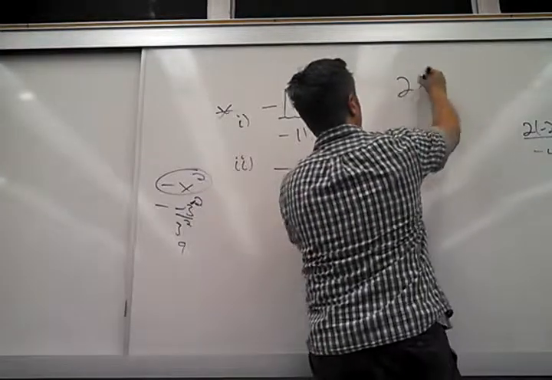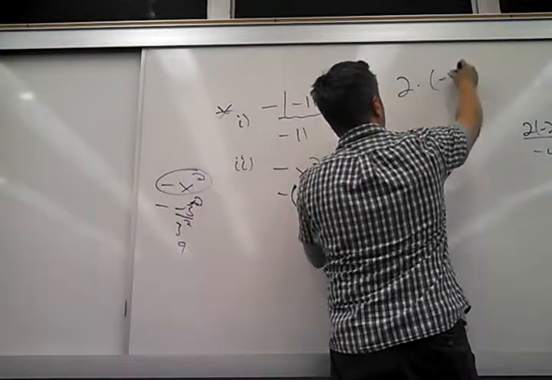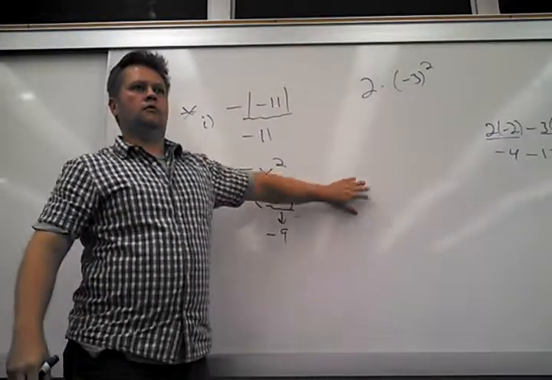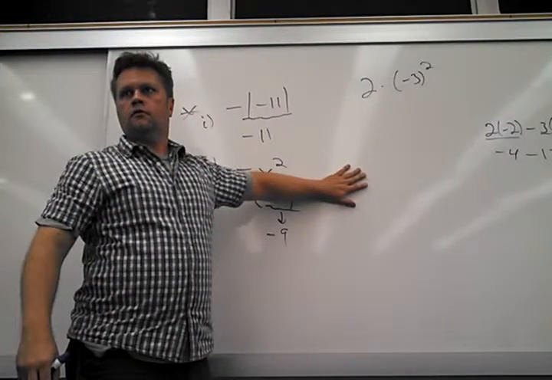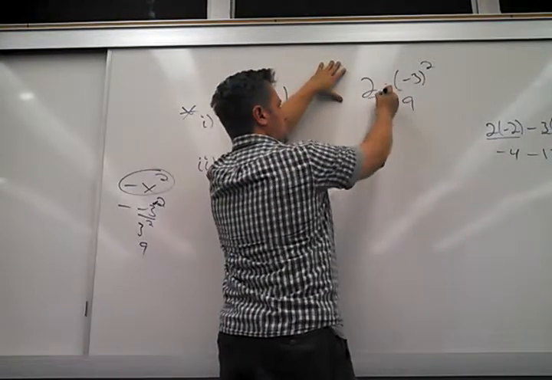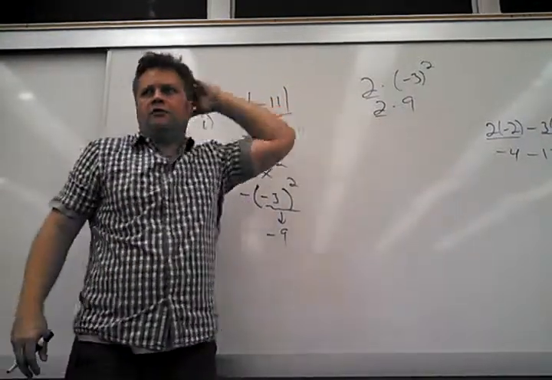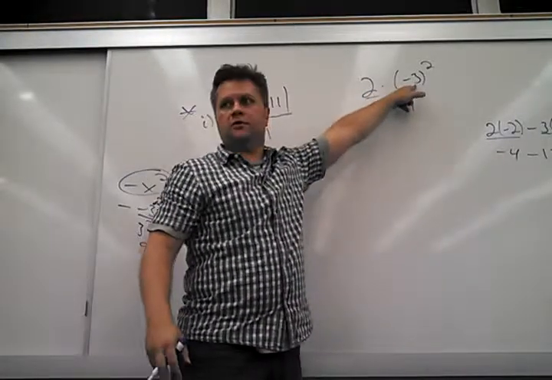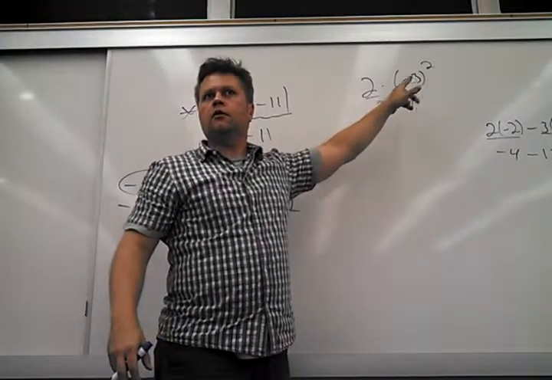How about this? 2 times negative 3 squared. What would that be? 9. Good. Right, you have the exponent first, so 2 times 9. Did that 2 change at all? No. Was there any reason for that 2 to change? No, it's just sitting there waiting for this guy to figure himself out, right? 2 times 9. You guys with me?